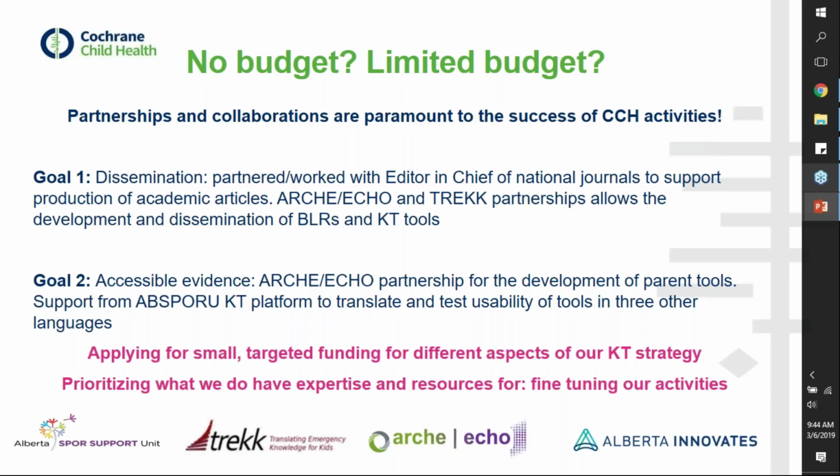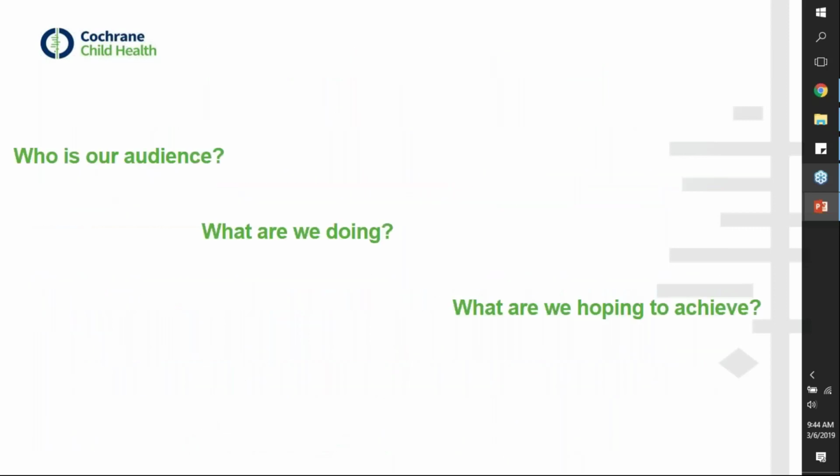In a perfect world, we would have all the funding, all the resources, and all the expertise at our disposal. But I think most of us know it's not like that in research or the real world. So you really have to be quite strategic, and thinking through some of those elements Gabrielle talked about has really helped us in being strategic with our plan. And in the interest of time, I'm not going to go through our entire plan, but I just want to reiterate the things that we kept coming back to as we were developing it, and that was who's our audience, what are we doing, and what are we hoping to achieve.